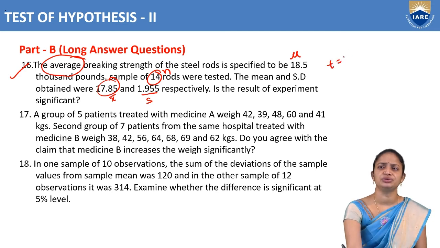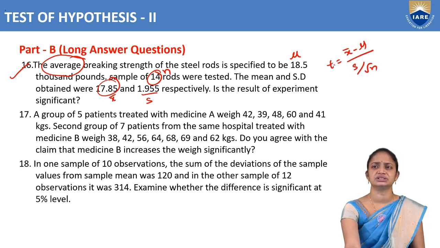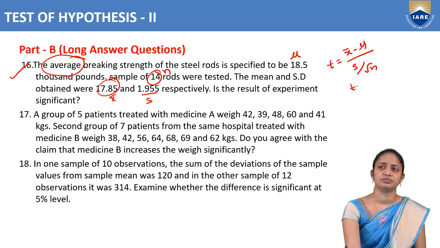So here we have to use the t-test for single mean. Already we have discussed, no? That is x bar minus mu by s by root n. We have to use the t-test for single mean formula because they have given the values which will fit this formula. Here remember one thing, for the t-test, the critical value is t alpha by 2 at n minus 1 degrees of freedom. This is most important.